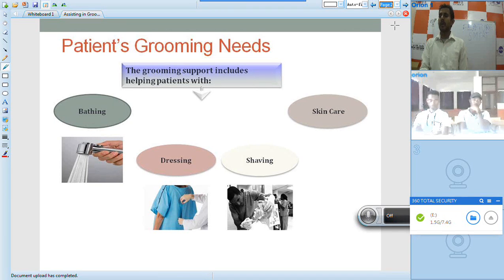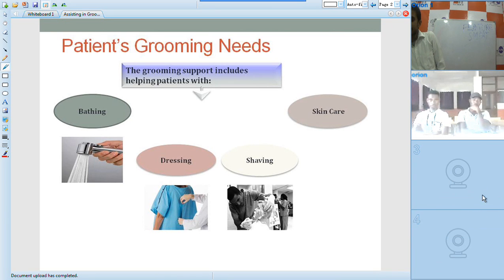So these are the points which are very important during the hospital stay, because the patient needs to be in a good condition or looking good while staying in the hospital, so that the environment of the hospital is much better for everyone.